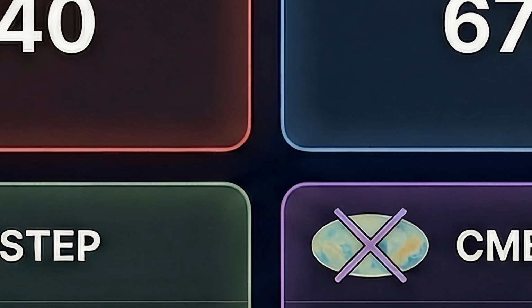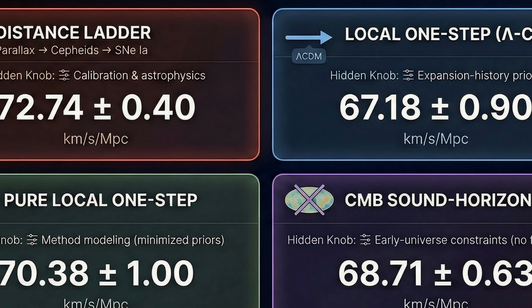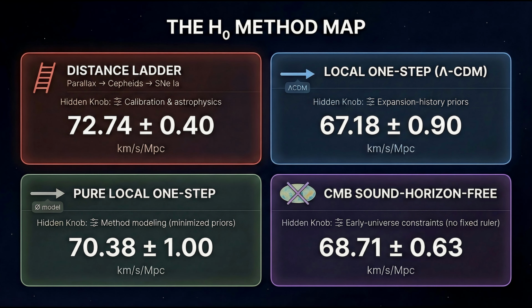So here's the map. Not two families, 4. And each family has a different hidden knob, a place where assumptions can quietly push H0 up or down. And once you see those knobs, you realize something unsettling. There are only a few places a 9% shift can hide, and every method is betting on a different one.